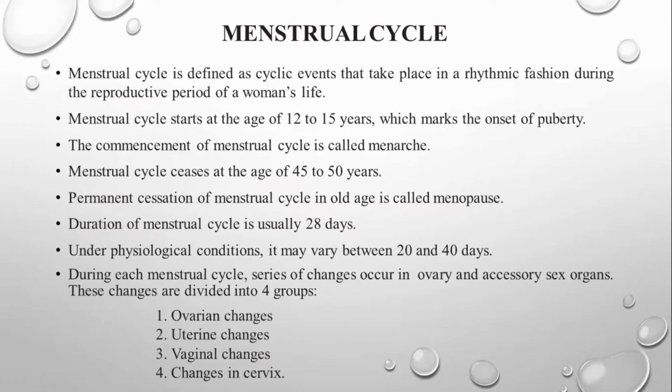During each menstrual cycle, a series of changes occurs in the womb and the accessory sex organs. The main changes are the ovarian changes and uterine changes, which play a major role in the menstrual cycle. There will also be drastic changes in the vagina as well as the cervix. Why? Because during this cycle, the female should not have the temptation of having sex with the male.